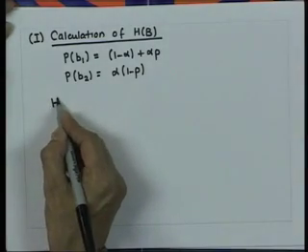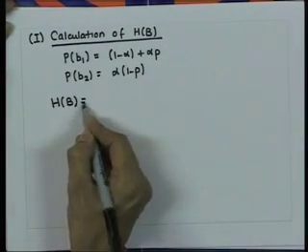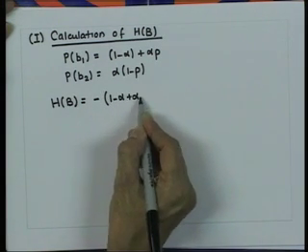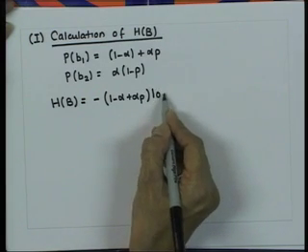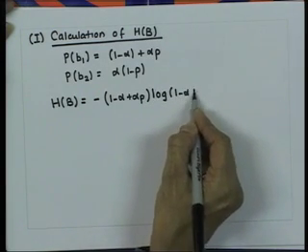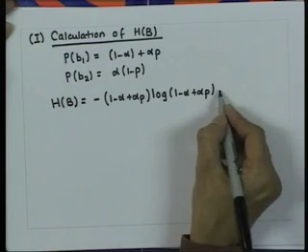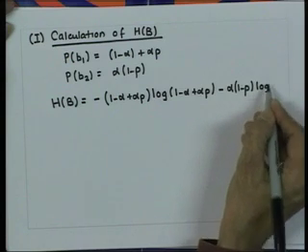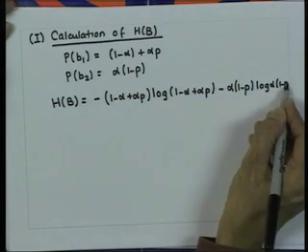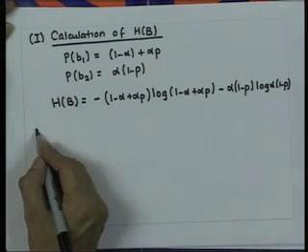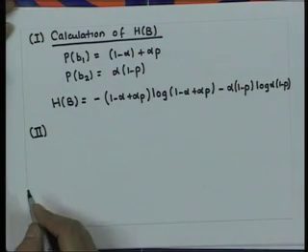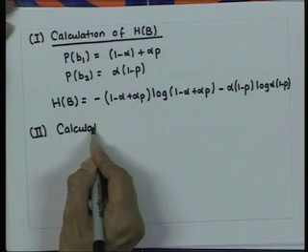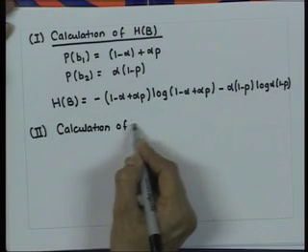Using these probabilities, we can write down H(B) as minus 1 minus alpha plus alpha P times log of 1 minus alpha plus alpha P, minus alpha times 1 minus P log of alpha times 1 minus P. The second quantity which we require to calculate is H(B given A).